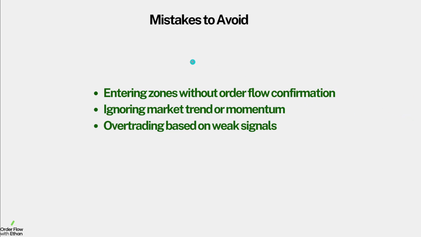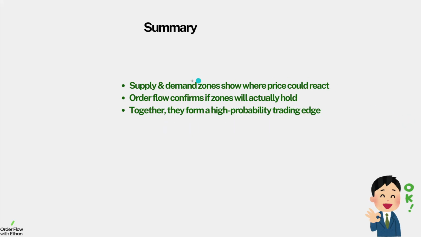So the mistake you should avoid is entering zones without order flow confirmation. If you ignore market trend or momentum, and if you overtrade based on weak signals, trust me, don't be surprised if you lose your trade. So to summarize everything we saw today, supply and demand zones show where price could react. Order flow confirms if zones will actually hold, and together they form a high probability trading edge.